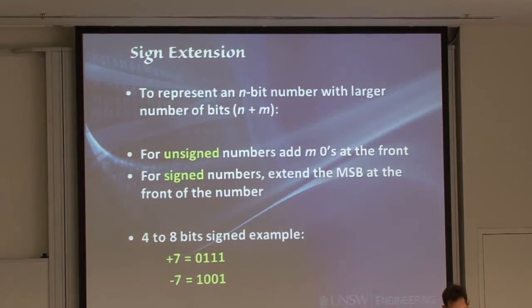So if we want to extend the number of bits for a signed number, we do what's called most significant bit extension. We'll just take the most significant bit of the number and duplicate it as many times as we want to extend the number of bits. If it was a positive number, like here, we'll just extend the most significant bit.